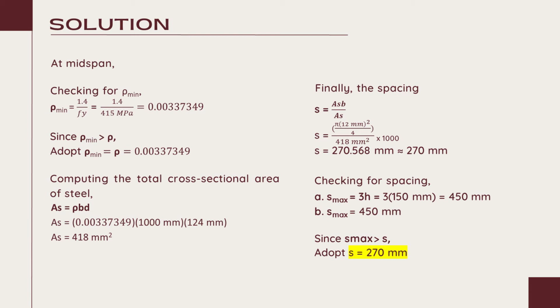Finally, the spacing is equal to the total cross-sectional area of steel bars divided by the cross-sectional area of a steel bar. Then, the answer is 270.568 millimeters or 270 millimeters. The computed spacing should not exceed the following parameters. The spacing should not exceed 3 times the height of the slab and 450 millimeters. The answers are both 450 millimeters. Since the computed value is less than the maximum value, adopt 270 millimeters.